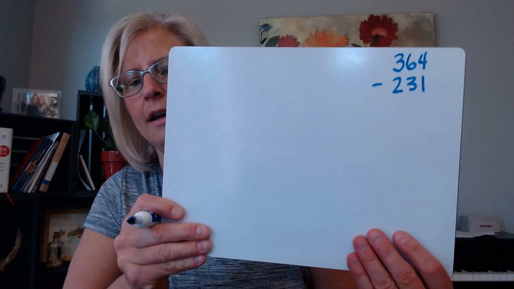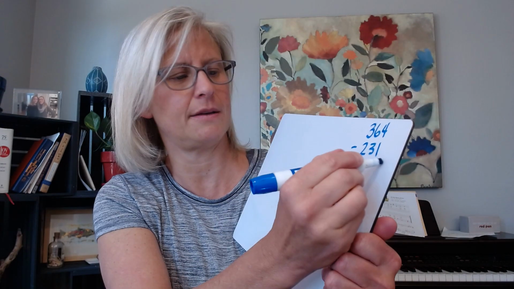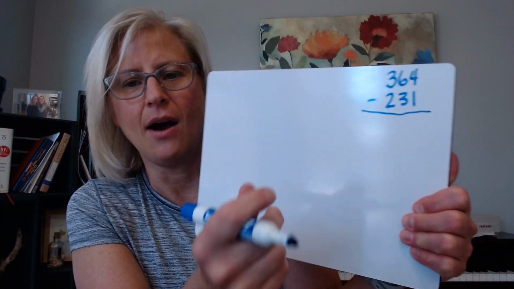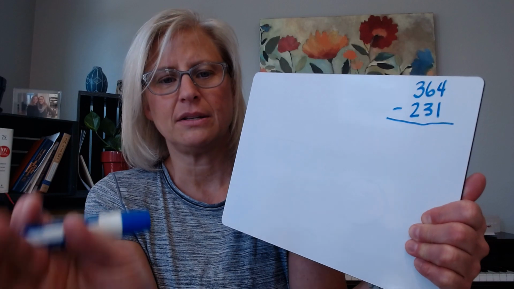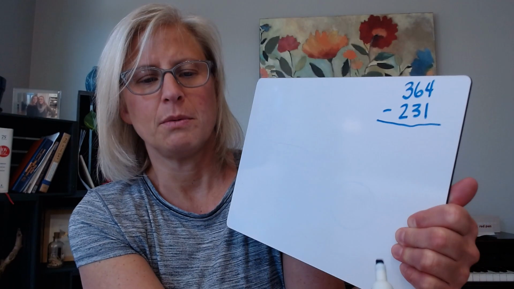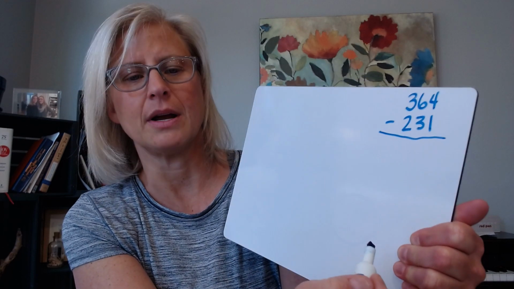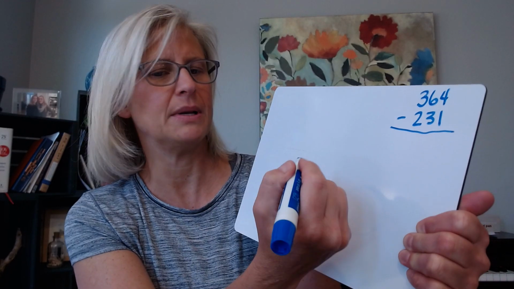Okay, so this time we will do, I'm going to write it up to the side, 364 minus 231. Okay, there it is on the side. Whoops, I need to draw my line underneath. All right, now just the same thing. I'm going to start by doing the expanded form of both of those numbers, rewriting the problem with both of those numbers in their expanded form, broken up into their parts.